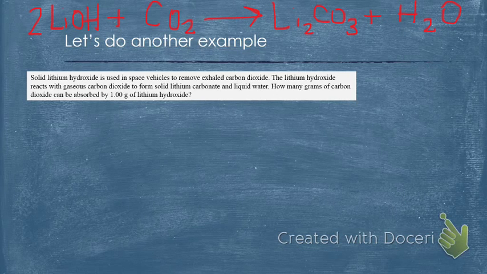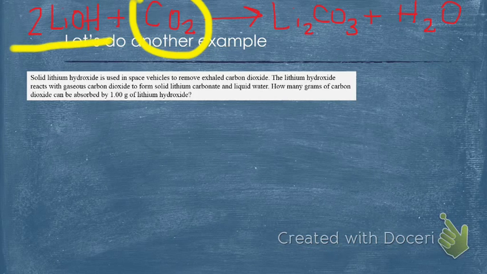Sometimes the hardest part is just trying to figure out what the question is asking for. This question is asking how many grams of carbon dioxide can actually be absorbed if you have 1 gram of lithium hydroxide. It's actually not asking about the products. It's asking how much carbon dioxide can be removed from the atmosphere, from the environment of the space vehicle, the spaceship.